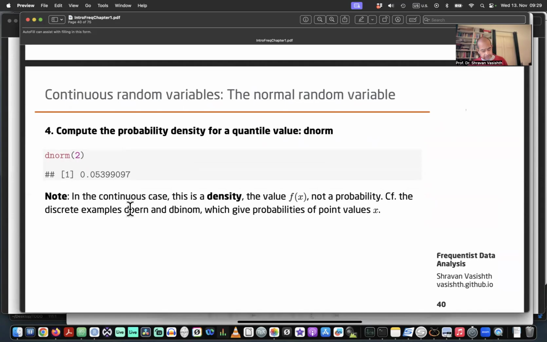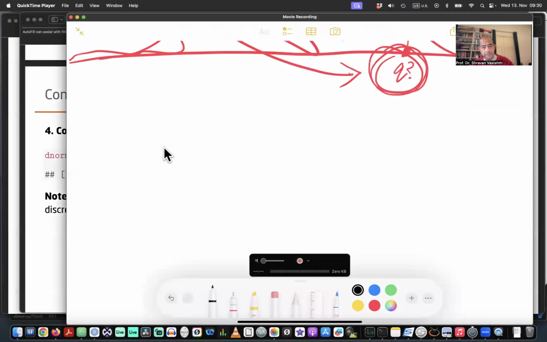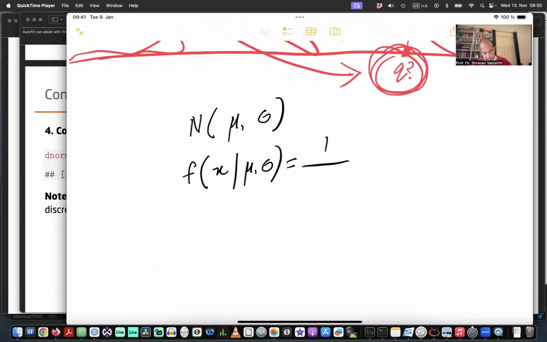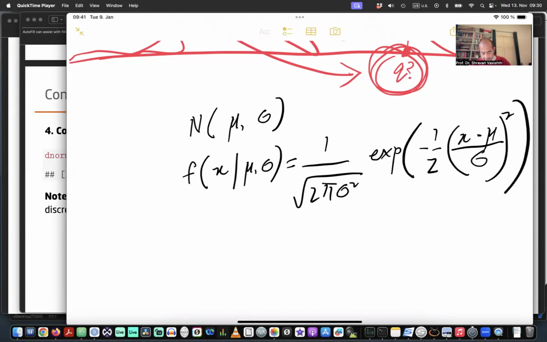The final function in the DPQR family is the dnorm function. What the dnorm function does is it's telling you the y value in the probability density function, right? So for example, remember that when I write the normal distribution with some mu and sigma as the parameters, what I'm really saying is that the function that takes as input x values given some mu and sigma values is like this. It's 1 over square root of 2 pi sigma squared, times exponential of minus half, times x minus mu over sigma, squared. So this is a function that I'm going to be plotting.